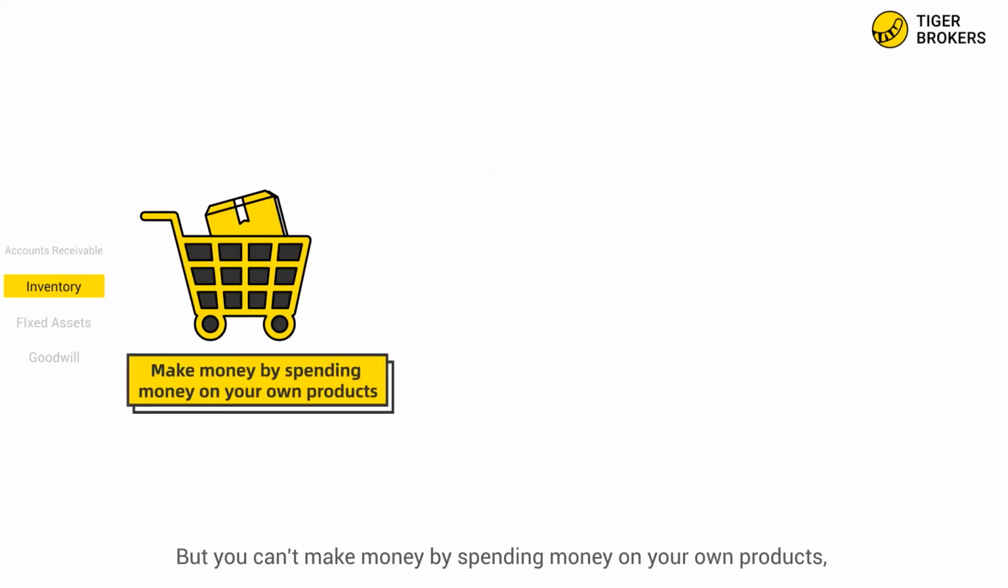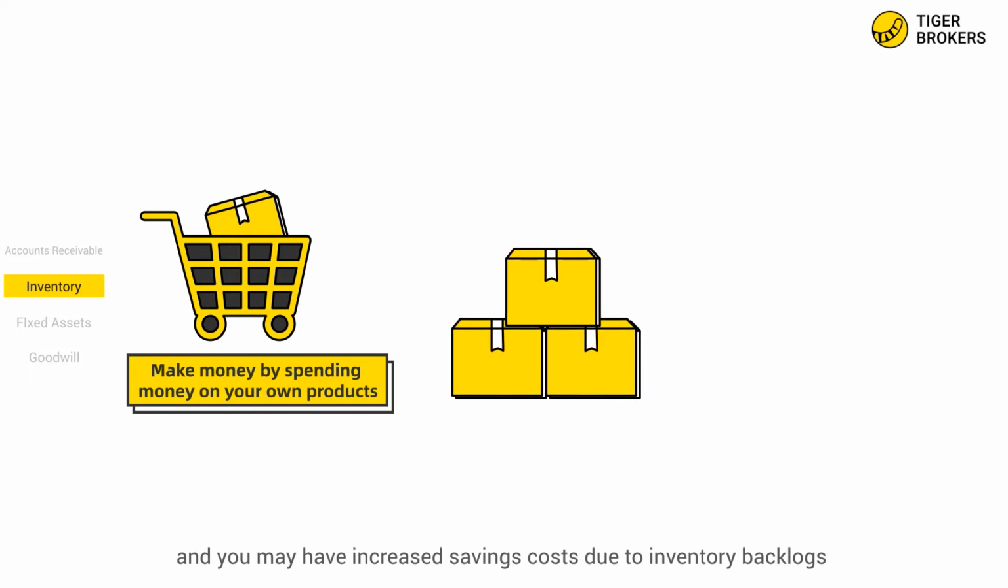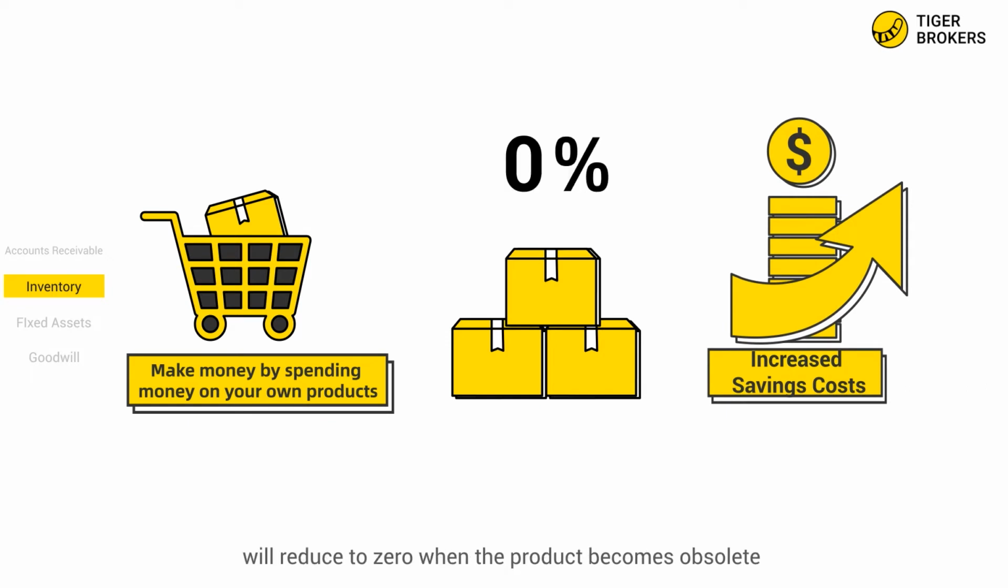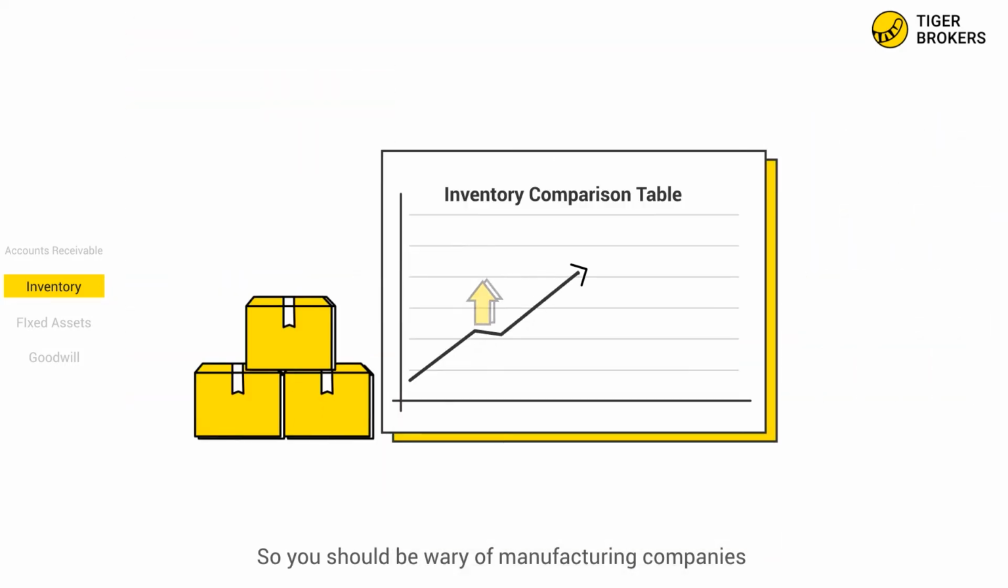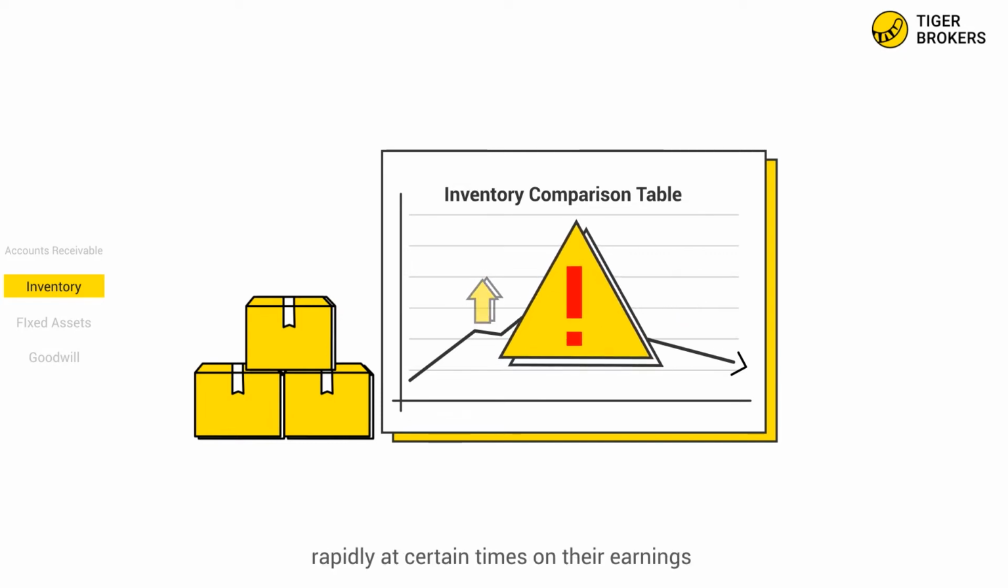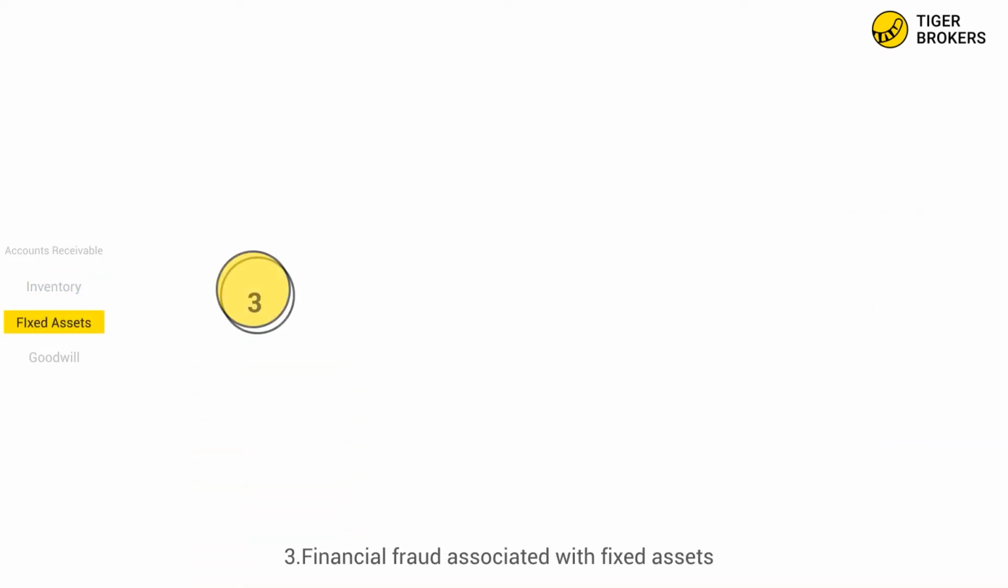But you can't make money by spending money on your own products, and you may have increased storage costs due to the inventory backlogs. There is even a risk that the value of the inventory will reduce to 0 when the product becomes obsolete. So you should be aware of manufacturing companies whose inventories increase and decrease rapidly at certain times on their earnings.